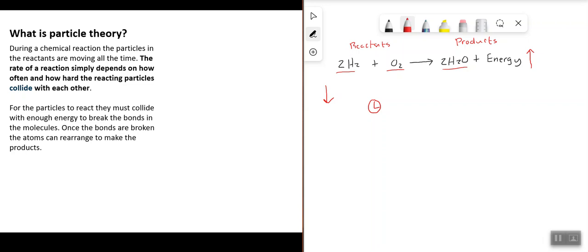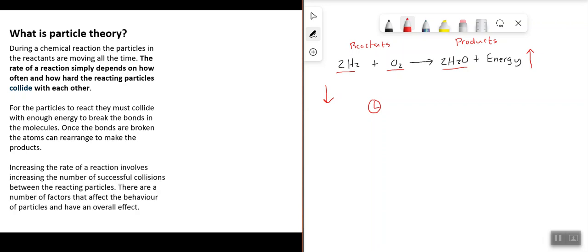Once the bonds are broken, the atoms can rearrange to make the new products. And increasing the rate of a reaction involves increasing the number of successful collisions between the reactant particles. There are a number of factors that affect the behavior of particles and have an overall effect on the rate of a reaction. So we can look at this reaction here in this way.